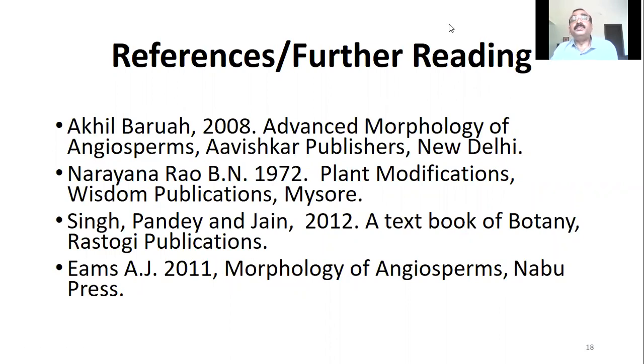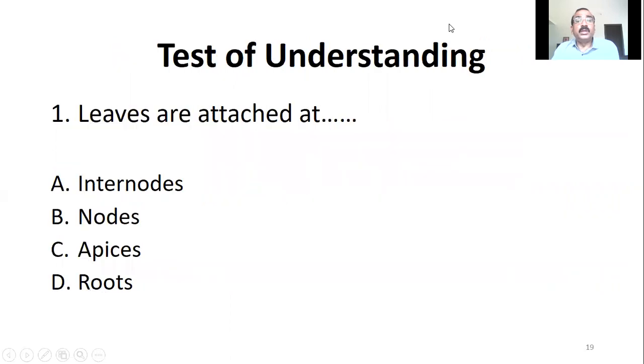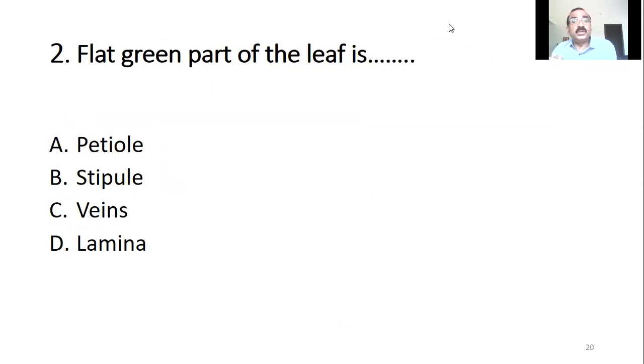Am I clear? Yes. Okay. So here are some questions. Leaves are attached at which point? Anybody? Nodes. Node, exactly. Now anytime the class may come to an end. So node is the answer. Flat green part of the leaf is? Which is the green part of the leaf? Lamina.